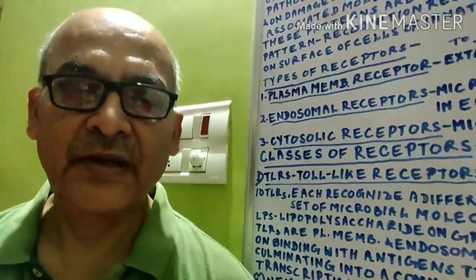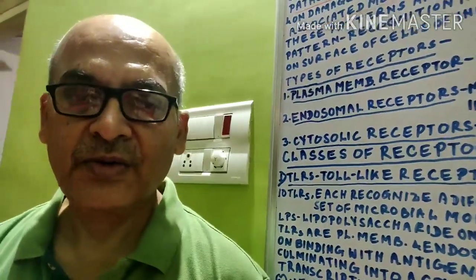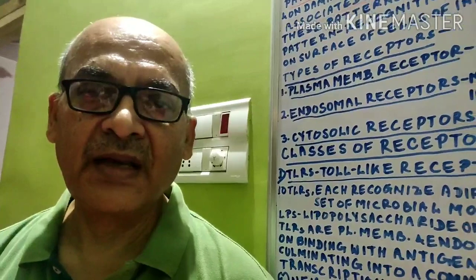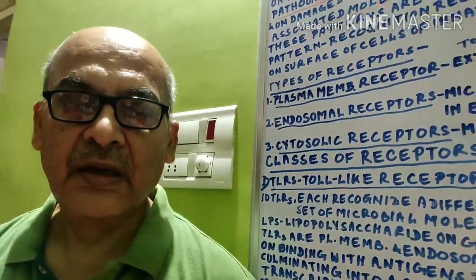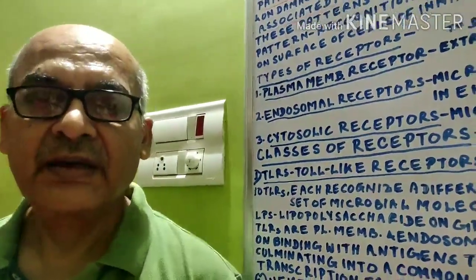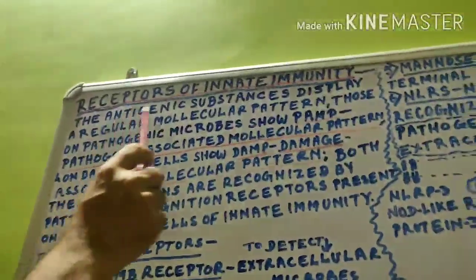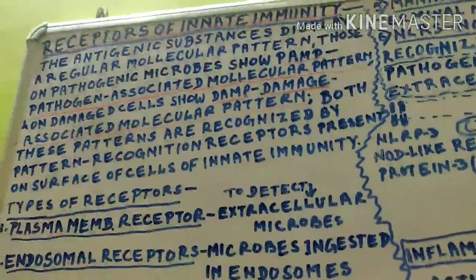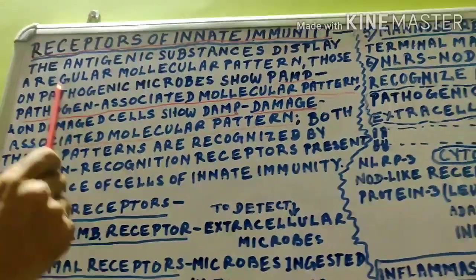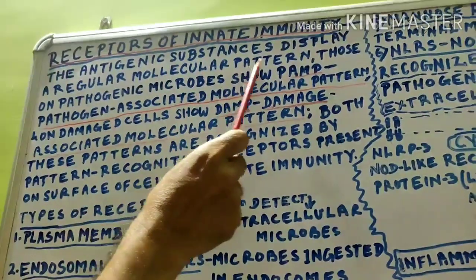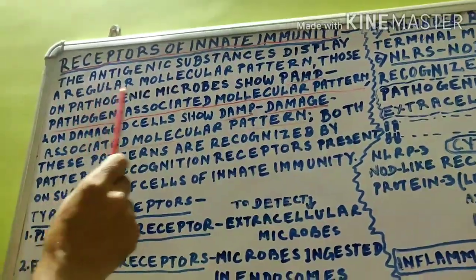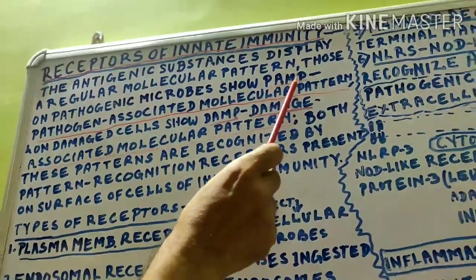Good morning, students. Today I am going to teach you the remaining part of innate immunity, and in this, the next thing I have to tell you is about the receptors of innate immunity. The antigenic substances display a regular molecular pattern.